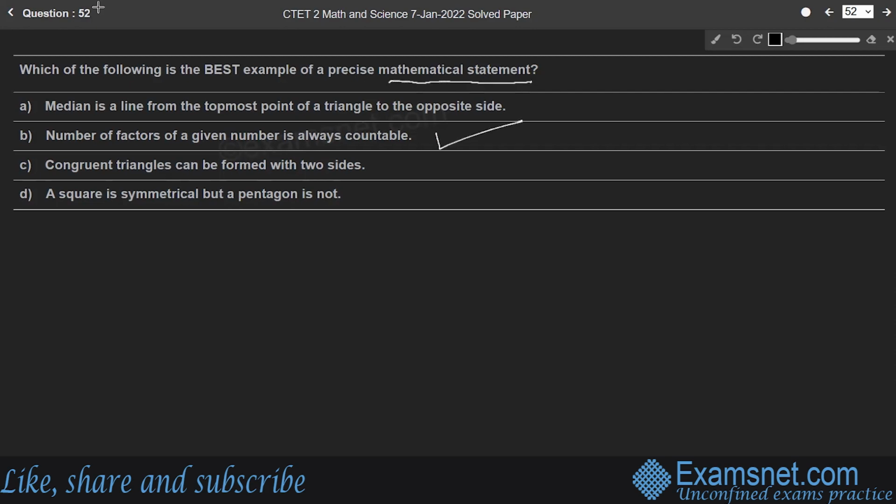Number of factors of a given number is always countable. Here, every number in mathematics has a limited number of factors and it can be counted. For example, 12 has its factors 2, 3, 4, right? And 1. And also the number itself, right? The factors of 12 are 1, 2, 3, 4, 6, and 12. Which are countable and limited. Therefore, option B is the right answer.